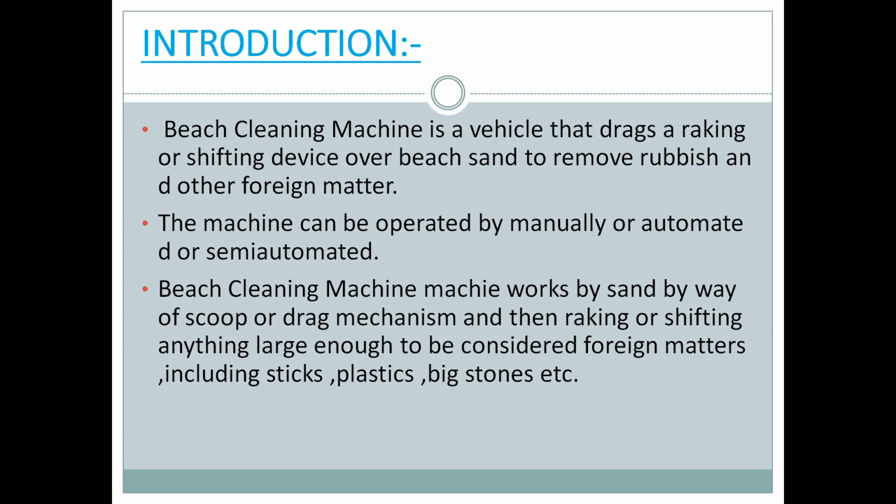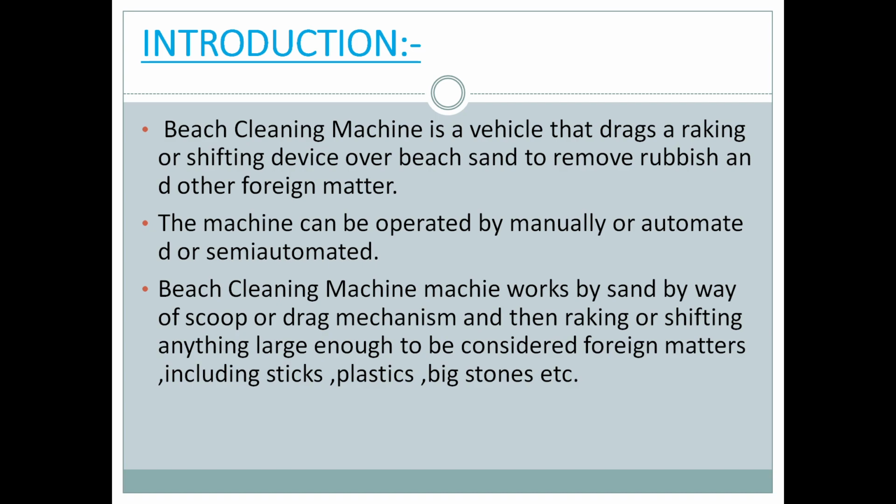Guys, I already said to you that this is not a project report, it's just a slide to introduce our project, what our project was and what its working and principle is. So a beach cleaning machine is a vehicle that drags a raking or shifting device over beach sand to remove rubbish and other foreign matters. Basically this project is used to clean the rubbish and foreign matter from the beaches.